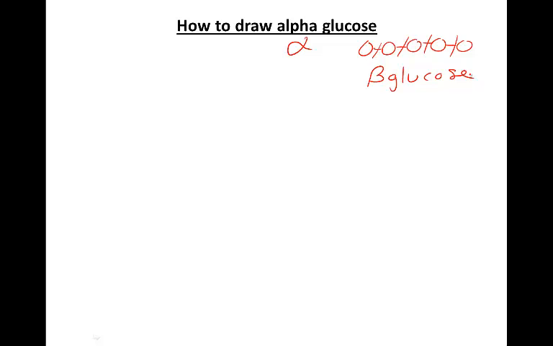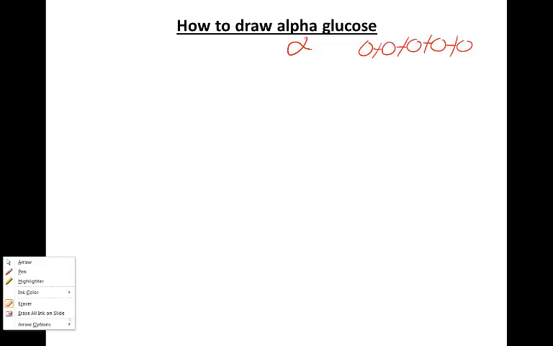It is the primary component of plant cell walls. And so it is what we consider roughage or fiber in our diet when you're eating fresh fruits and vegetables. But that is not our concern for today. We don't want to focus on how do you draw a beta glucose. We want to focus on how do you draw alpha glucose. So let's look at how we draw alpha glucose.